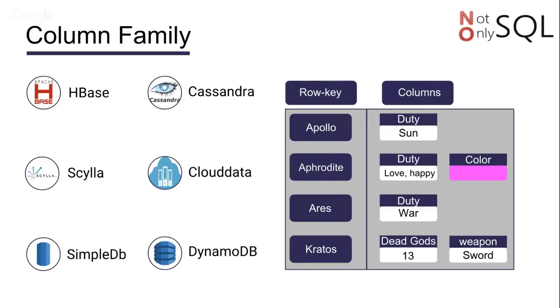The next one is the column family. Here we have a structure that looks like a key value. However, it stores the value in a different way. Each piece of information is going to be stored in a column. As you can see here, for example, Aphrodite has a column with the information lovely and happy, and a color column with the pink information. Again, we have several implementations. I believe the most popular one is Apache Cassandra, but you have HBase and ScyllaDB as well.